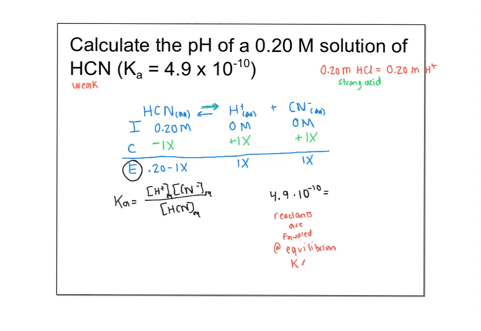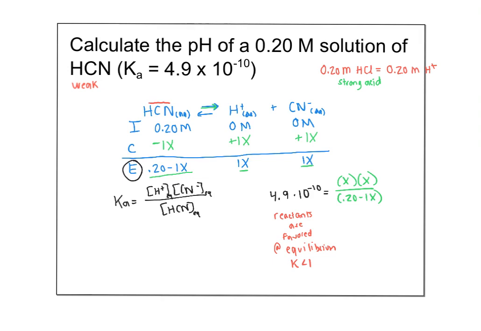Because K is less than 1, this is favored. Really, it's staying together at equilibrium. Not a whole lot is dropping off. Anyways, let's plug in our equilibrium values. So we get X times X over 0.2 minus 1X.